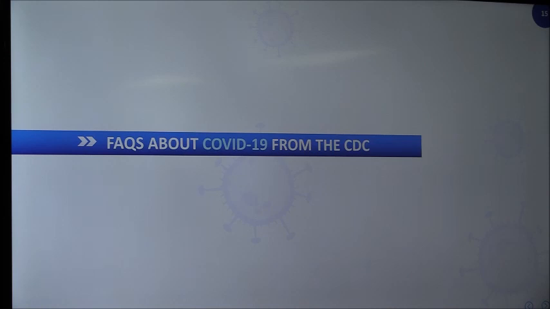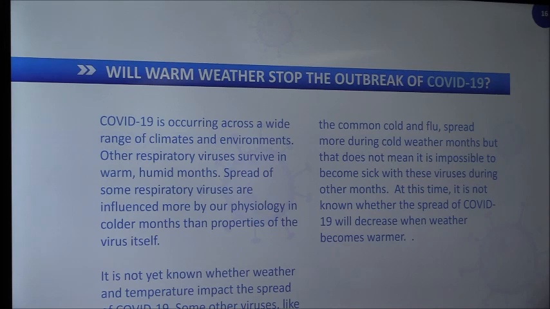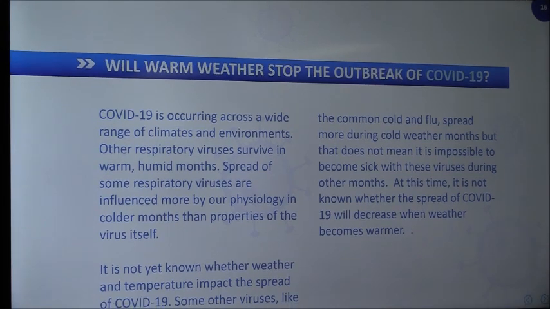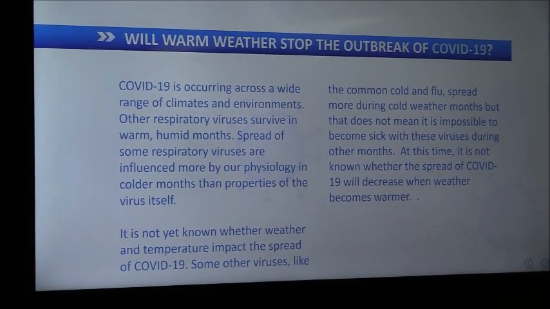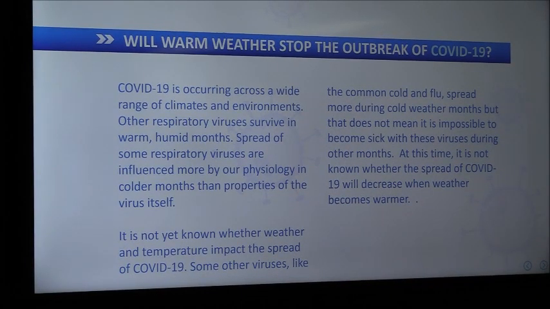So here's some more facts about COVID from the Center for Disease Control, the CDC. Will warm weather stop the outbreak of COVID-19? COVID-19 is occurring across a wide range of climates and environments. Other respiratory viruses survive in warm, humid months. The spread of some respiratory viruses is influenced more by our physiology in colder months than by properties of the virus itself. It is not yet known whether weather and temperature impact the spread of COVID-19.